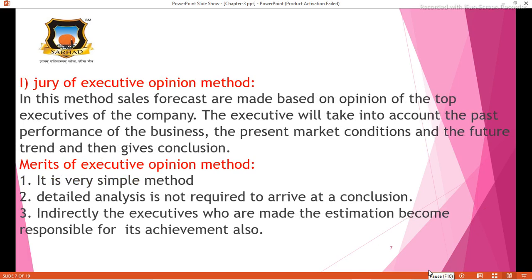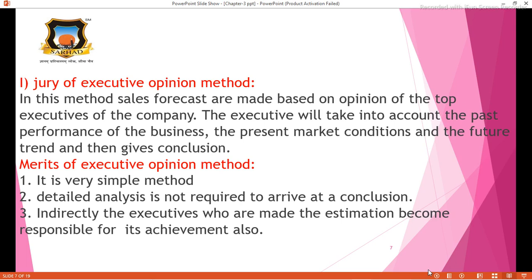See, the first qualitative method is the jury of executive opinion method. In this method, the sales forecasts are made based on the opinion of the top executives of the company. The executives will take into account the past performance of the business, the present market conditions and the future trend, and then give a conclusion. Here the top level executives of the company study the business and the market conditions, and then prepare a sales forecast.